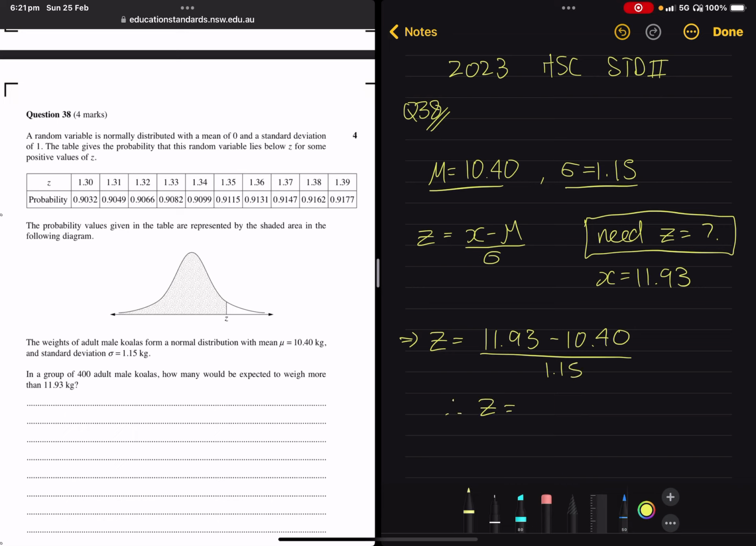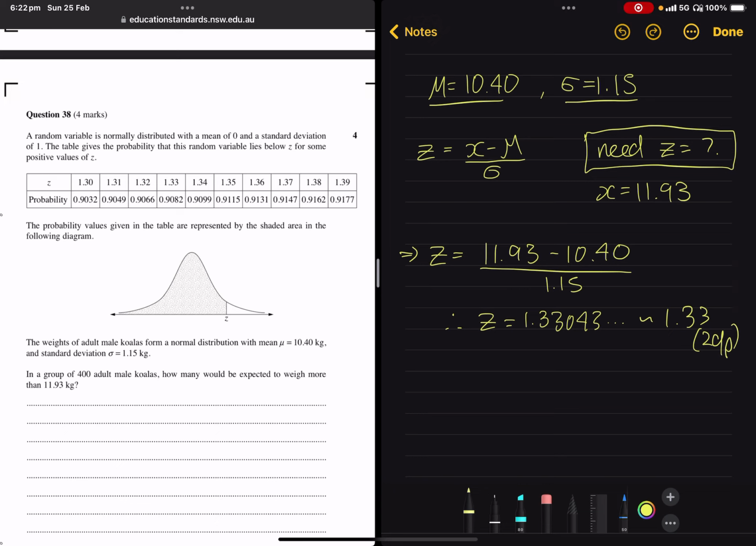So this gives us a z-score value. It's going to be 11.93 minus 10.4 over 1.15. My calculator tells me this is about 1.33, so it's 1.33043... This is about 1.33 if we round this to two decimal places. This is okay in this case because the next term following it is a 0, and all of the other terms are relatively small. We also don't have more than 2 decimals in the table of probabilities, so a z-score of 1.33 will be fine.